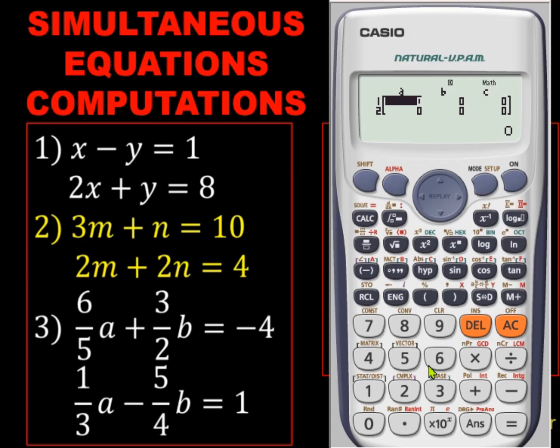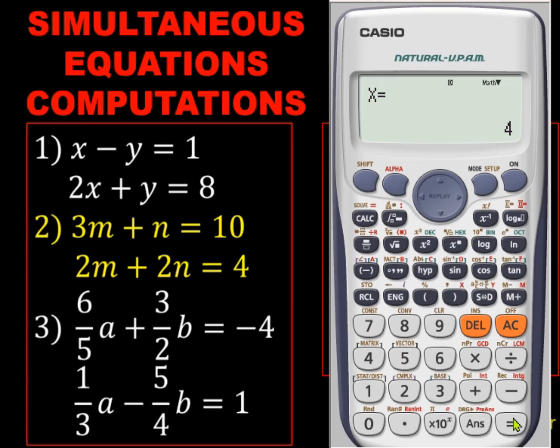So the coefficient of m is 3 and the coefficient of n is 1. And the constant c is 10. When you're done, then you come to the second equation. The coefficient of m is 2, n is 2, and the constant is 4. When you're done, then you press on the equal to sign.